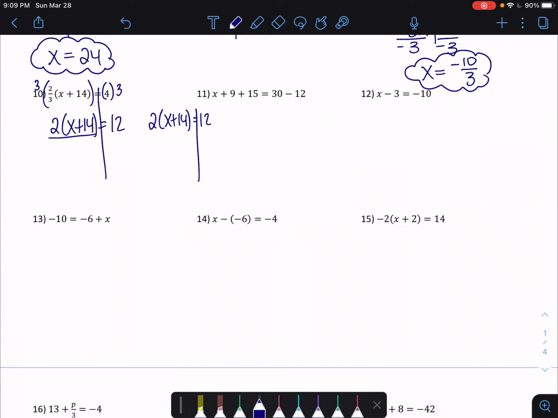So on the left here, I'm going to divide by 2. So I get x plus 14 is equal to 6. And then I can subtract 14 from both sides, and I get x equals negative 8.